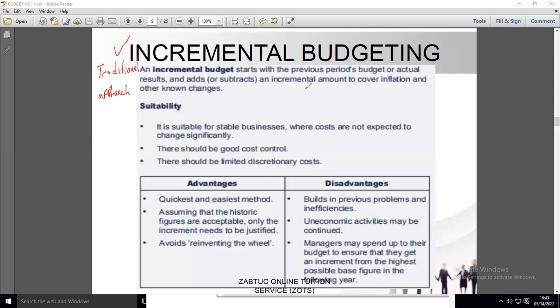So to come up with a budget for next year, we just take what has already happened, the actual, and you add the proportion, or sometimes subtract, to cover inflation and other known changes. Is this a suitable approach? Answer: it is suitable for stable businesses. If we are operating in a very stable environment, where costs are not expected to change significantly, you can use that approach.